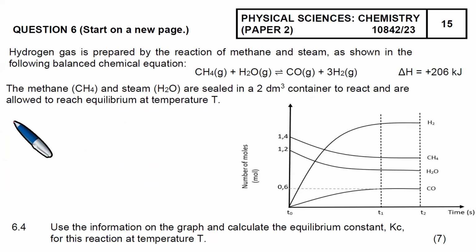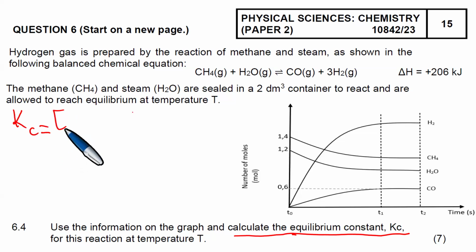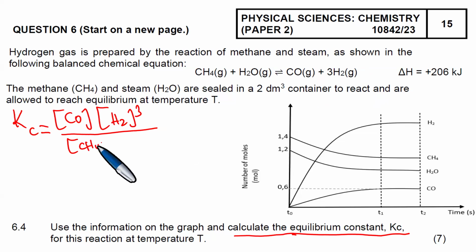So we want to calculate the equilibrium constant Kc. The grade 11 and grade 12 learners need to be aware of this, so that in the end, we look at this particular chemical equation and we take the concentrations of the products. Concentration of carbon monoxide gas, concentration of hydrogen gas, you cube it. You divide by the concentration of methane gas multiplied by the concentration of water.